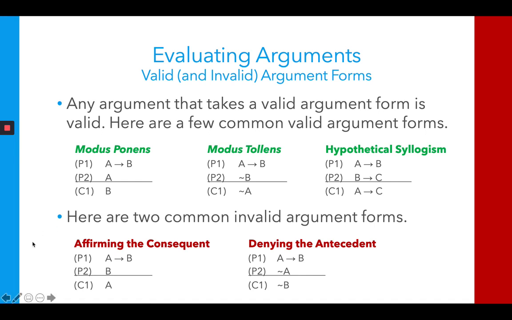There are an infinite number of ways to have an invalid argument, but there are some common ones that are often confused for these valid ones. And we want to avoid these, what's called affirming the consequent, A, then B, B, therefore A. As we'll see in a later video, that's invalid. Same with denying the antecedent. These arguments might sound valid, but they actually aren't, so we're going to want to avoid those.